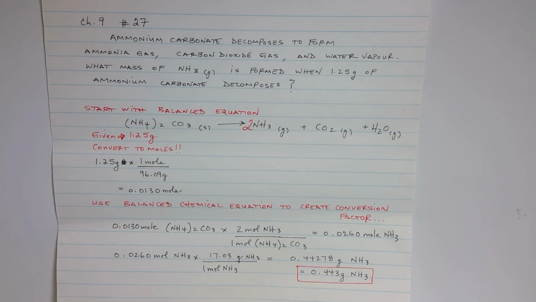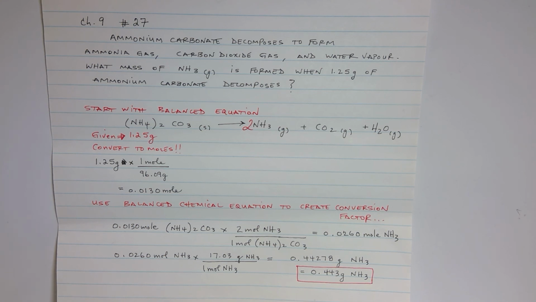Now, I said in the beginning, the question could have asked what mass of each gas is produced. So the first step would be the same, but then once you calculated this, you would go back and say, all right, now I want to convert from ammonium carbonate to the number of moles of CO2, and I would have 1 mole of CO2 per 1 mole of ammonium carbonate and carry on, or for water, 1 mole of water vapor per 1 mole of ammonium carbonate consumed and carry on again. So that's the extent of that question.